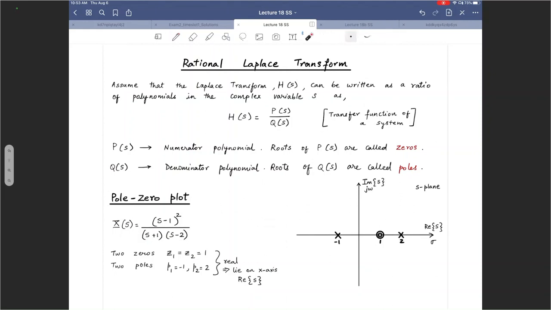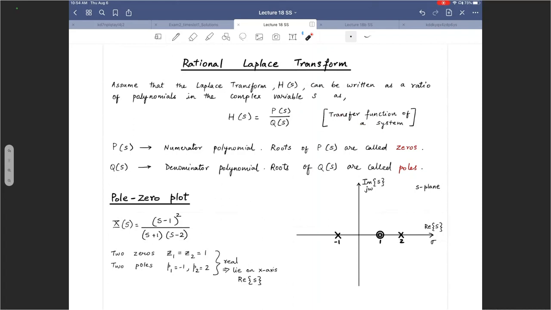Some of this should be a repetition. Assume that the Laplace transform H of s can be written as a ratio of polynomials using the complex variable s. So in s, it is a rational Laplace transform, a ratio of two polynomials. H of s is written as P of s divided by Q of s, the polynomial in the numerator divided by the polynomial in the denominator, which is called the transfer function of a system.